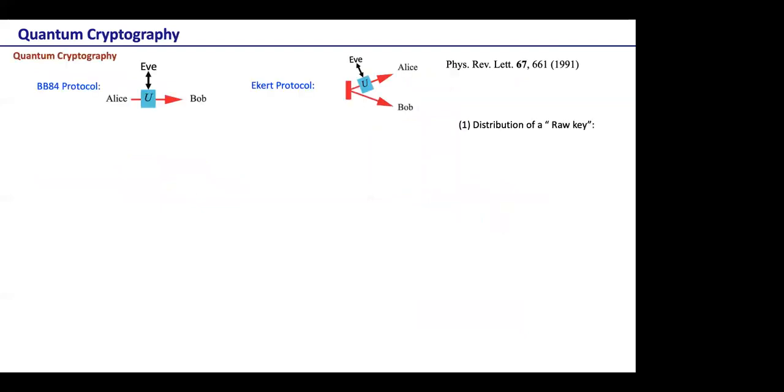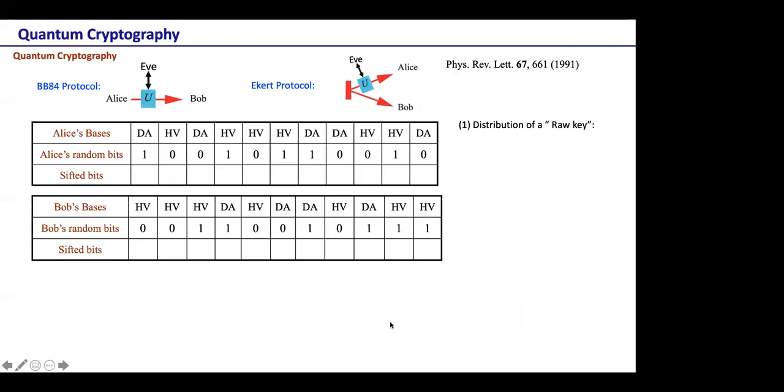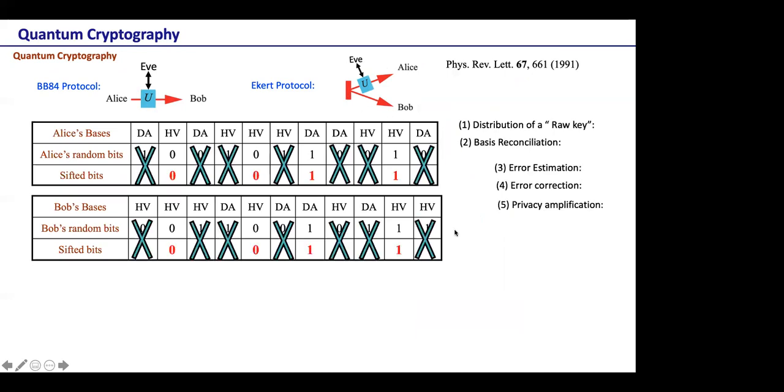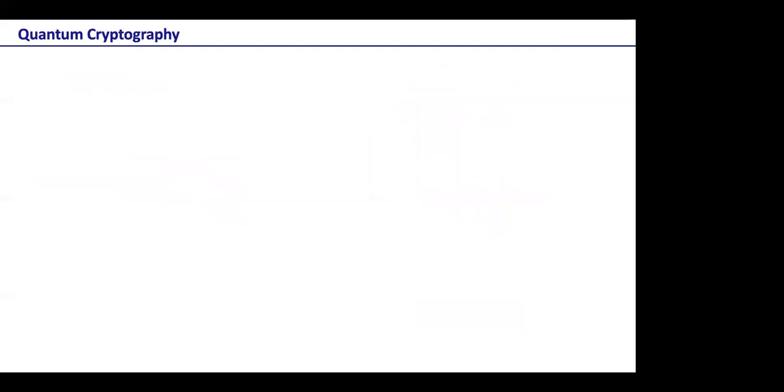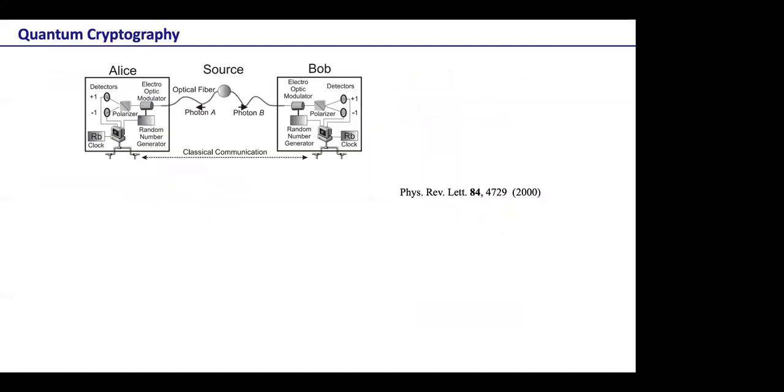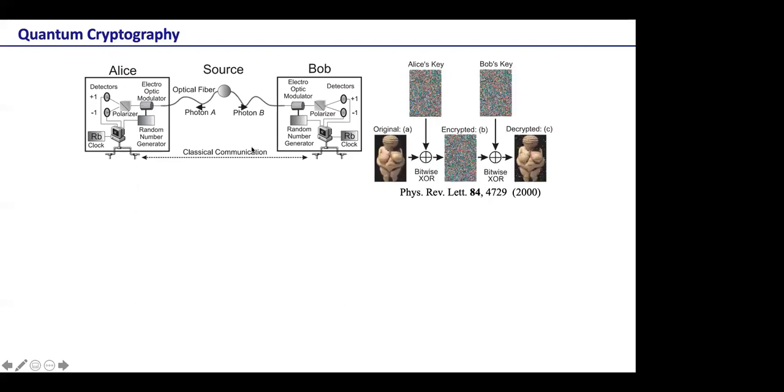Okay, quantum cryptography, I will do this very quickly because I'm sure this has been covered in the class. So you can have BB84 and the Ekert protocol. Ekert uses entanglement, BB84 does not. It's perfectly secure because of the laws of quantum mechanics. But the point I wanted to show is that this quantum cryptography idea was done in the lab in 2000, the first proof of principle.